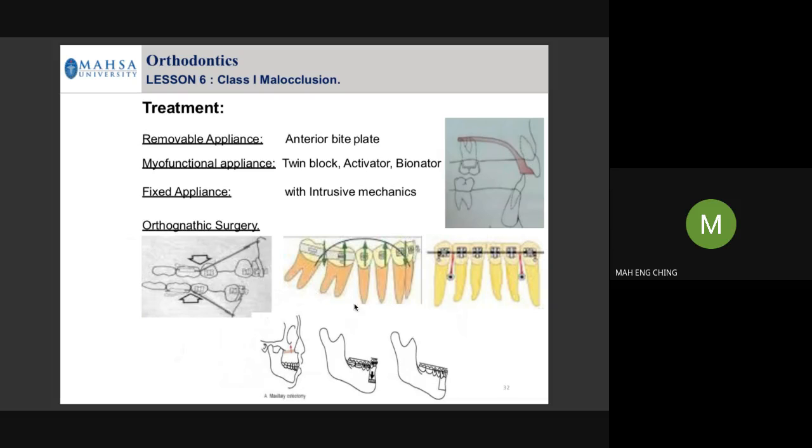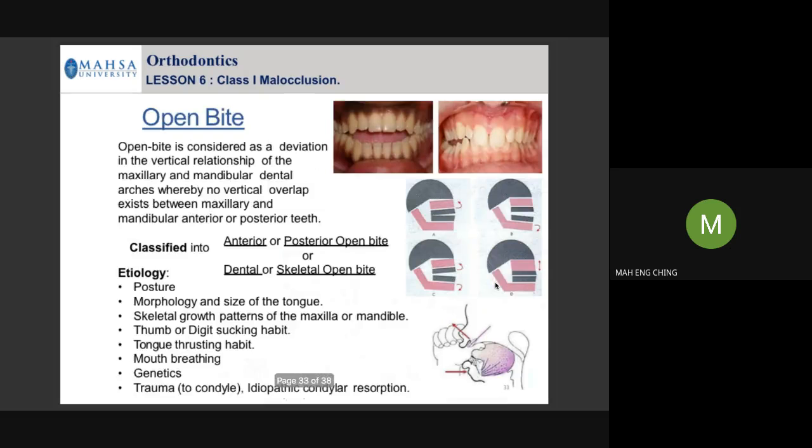Of course, you can use fixed braces, using a reverse curve. This one, I think, you don't know yet. You can also use what we call mini screws for intrusion of the upper and lower incisors. That's how we treat the deep bite.